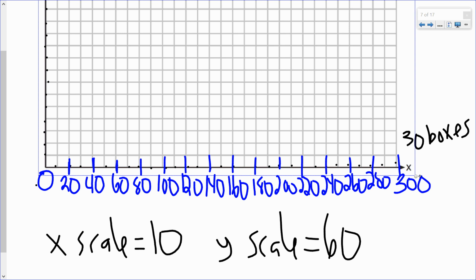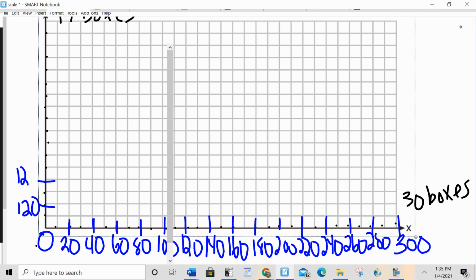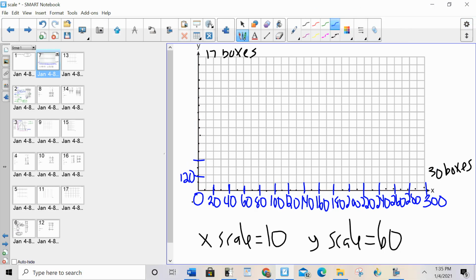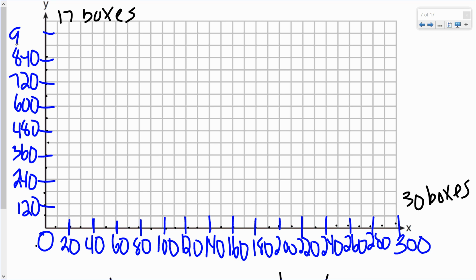My Y boxes are going to be 60. So every other box is going to be 120, 240, 360, 480. Each box is worth 60, which means every other box is 120. So I'm labeling every other box and I'm going by 120s. And maybe I'll just do the last one, which would be 1020, so I have a top in case I need that.